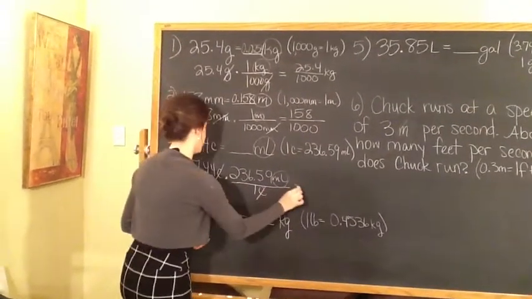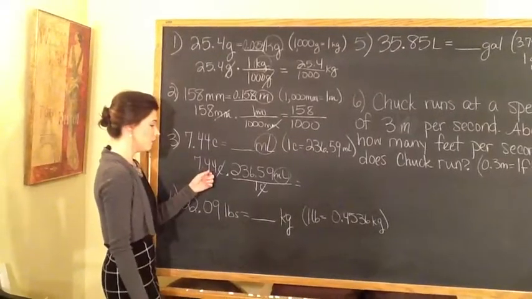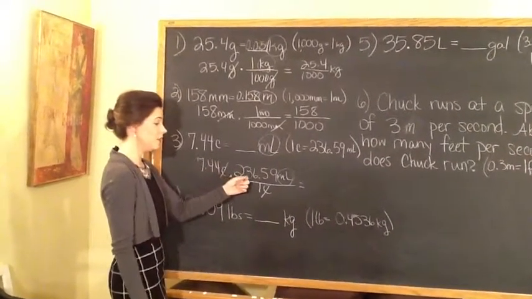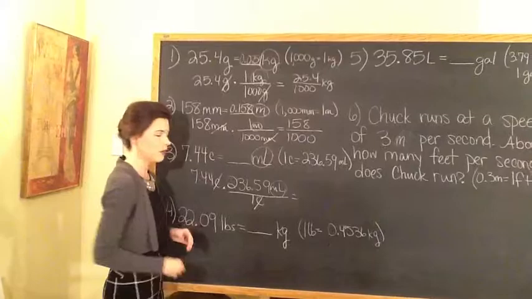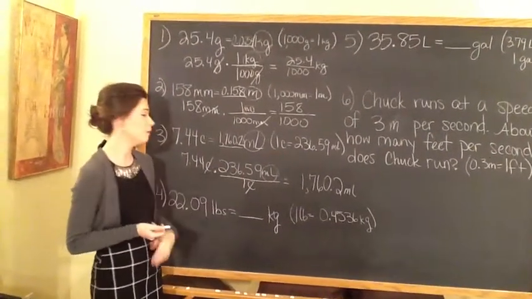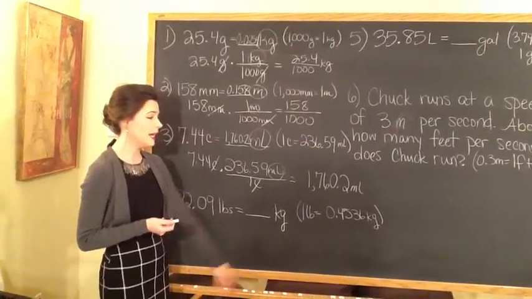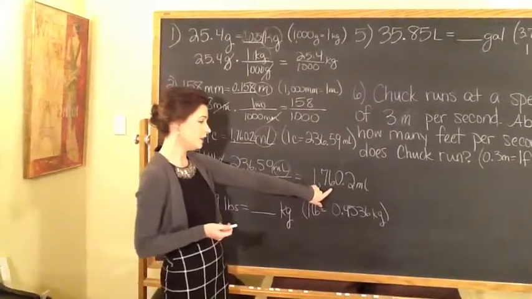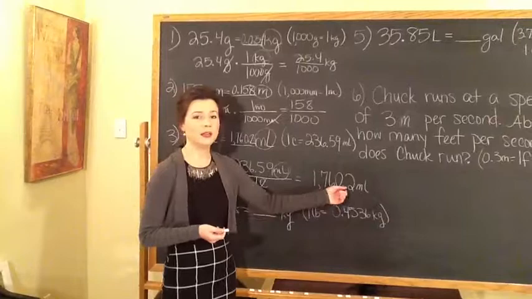So I'm going to do 7.44 times 236.59. As soon as I multiply 7.44 times 236.59, we get about 1,760, and I rounded it to the nearest tenth.